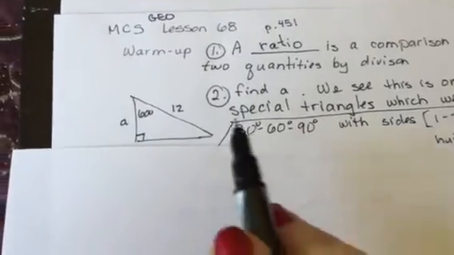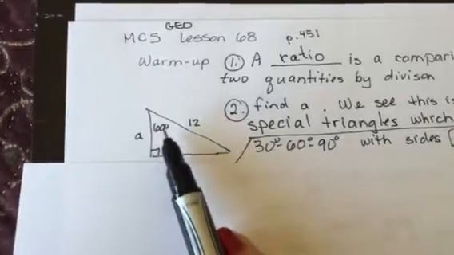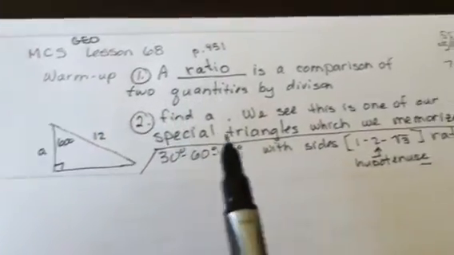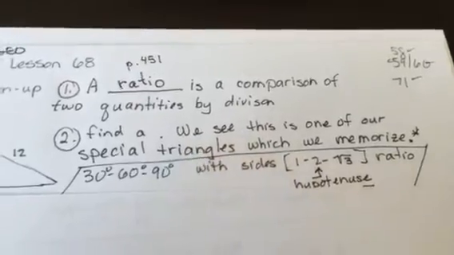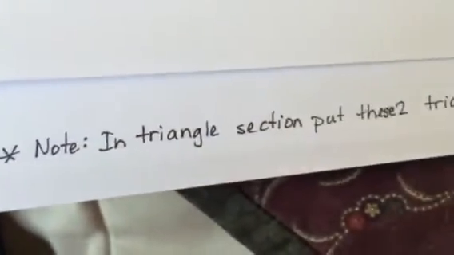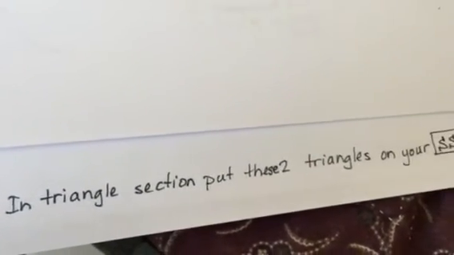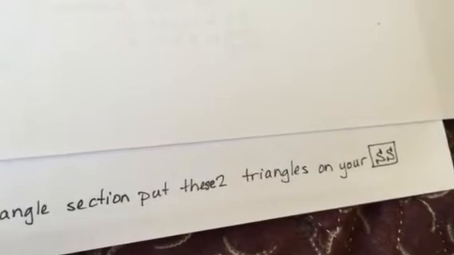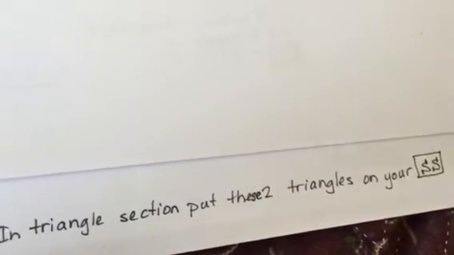Now, if we look over here, we see A, we see 12, we see a right angle, and we see 60 degrees. Aha! So this is one of our special triangles which we memorize. So we'll go down to the bottom and note, in the triangle section in your smart sheet, put these two triangles: the 30, 60, 90 triangle and the 45, 45, 90.